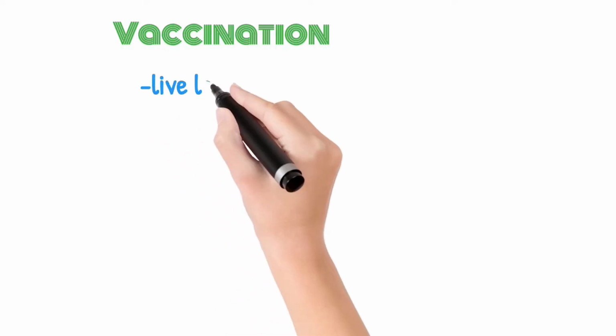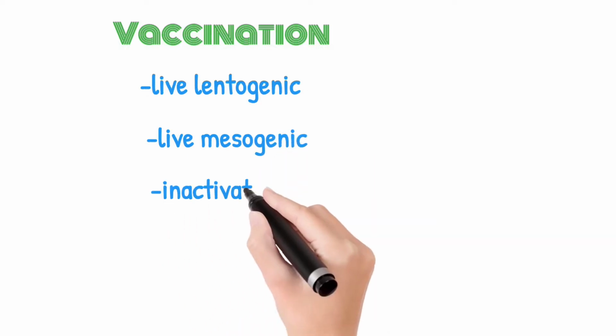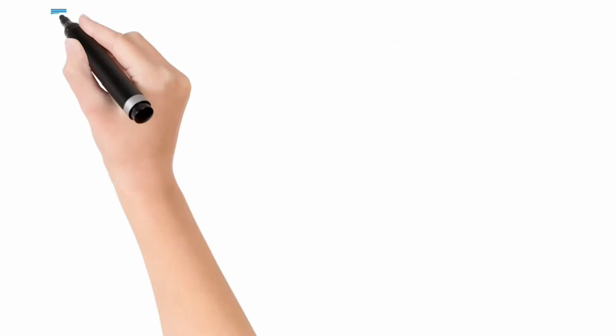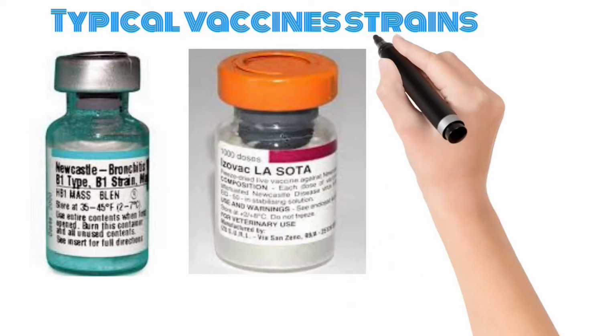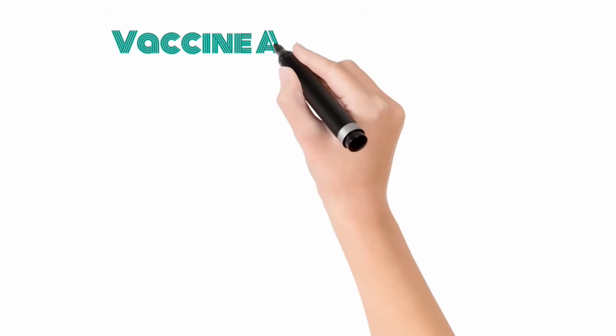There are 3 types of vaccines used for Newcastle disease: live lentogenic, live mesogenic and inactivated vaccines. Live lentogenic vaccines are usually derived from field viruses that have been shown to have low pathogenicity for poultry but produce an adequate immune response. Typical vaccine strains are HB1, Lasota and F strain, and some viruses from the asymptomatic enteric pathotype, which are usually based on the V4 or Ulster 2C viruses.